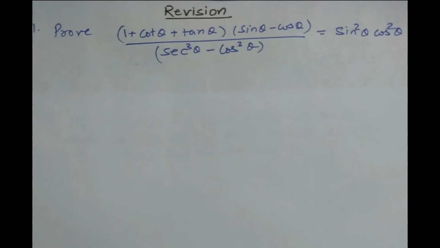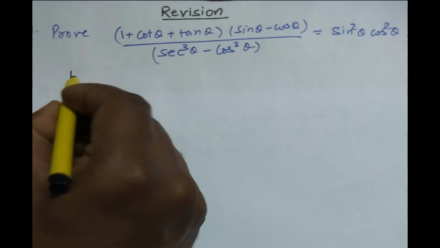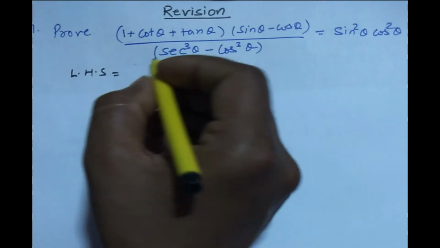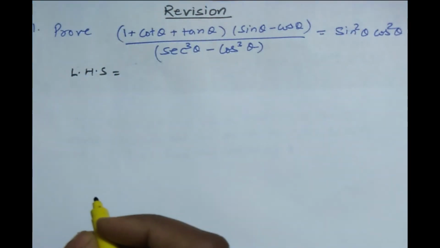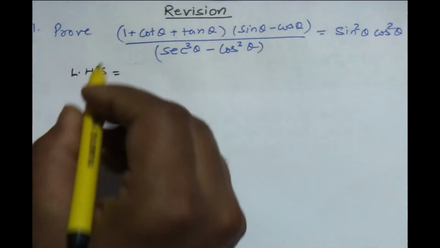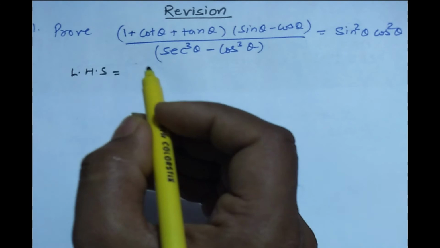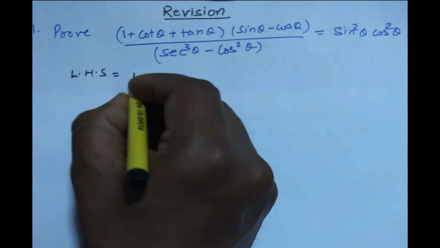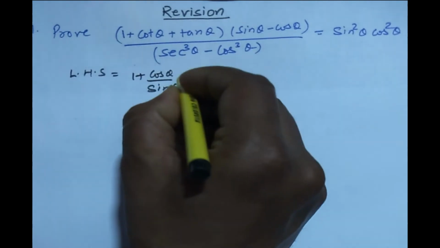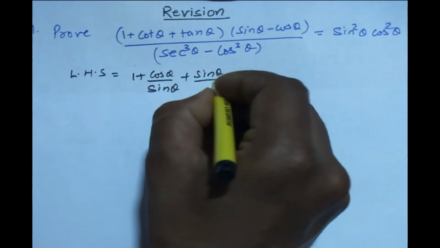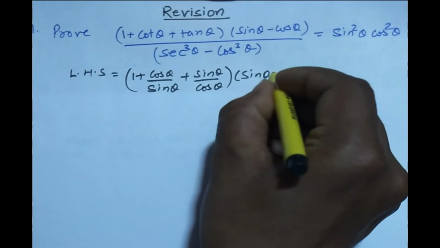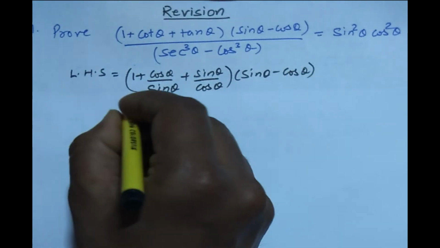We take first the LHS. This is 1 plus cot theta. According to the golden rule that we have already discussed in my previous video, we will be following the golden rule. The first golden rule is that you have to convert everything into sine and cos. So I can write 1 plus cot as cos theta upon sine theta, and tan theta is sine theta upon cos theta, and this is already in sine theta, so let it be, don't change this.